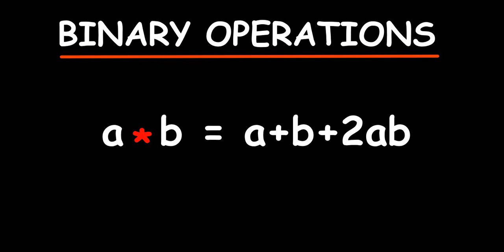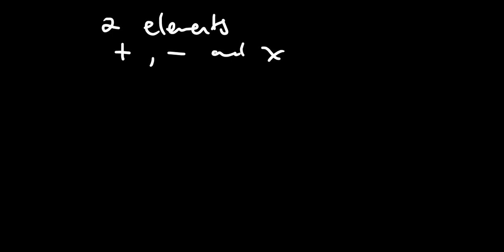In this video, we're going to look at binary operations. The term binary comes from the fact that we are dealing with two elements. Thus, the usual arithmetic operations, that is addition, subtraction, and multiplication, are examples of these binary operations.